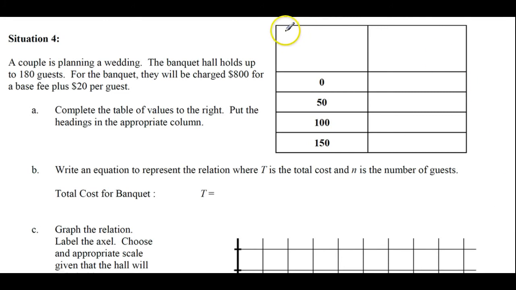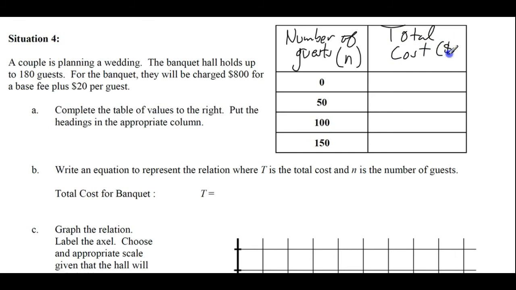So let's call this number of guests. And if we want a variable for that, how about a little n? And this will be total cost in dollars, and we'll go with a capital T for total cost. So if nobody shows up, we have to pay the base fee of $800.